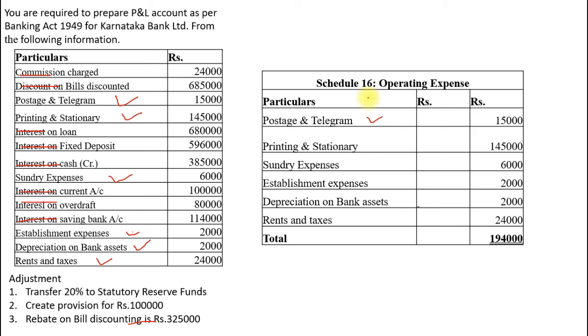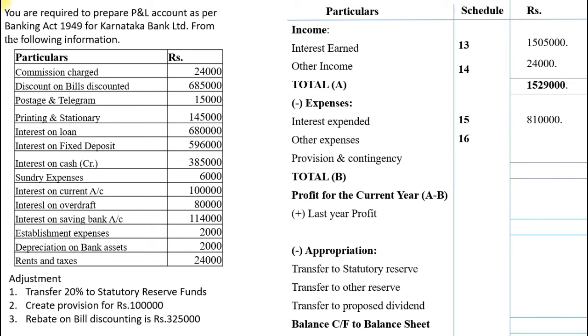Postage under schedule 16, operating expense, other expenses, printing and stationery, sundry expense, establishment expense, depreciation, and rent and taxes. Amounts are 15,000, 1 lakh 45,000, 6,000, 2,000, 2,000, and 24. Total comes to 1 lakh 94,000. Okay. Once we complete with that, we can post in our final.